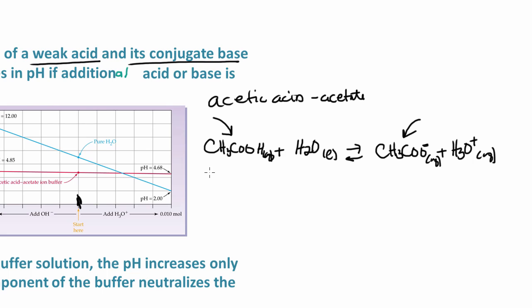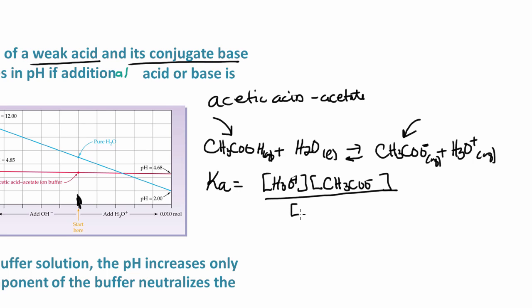Now, let's go ahead and write Ka for this. And what we have is hydronium ion. And remember, we don't include water in the Ka expression. Okay? So let's go ahead and represent the base, in this case the acetate ion. We'll go ahead and represent that with a capital A, negative. And then the acid we'll just represent as HA.